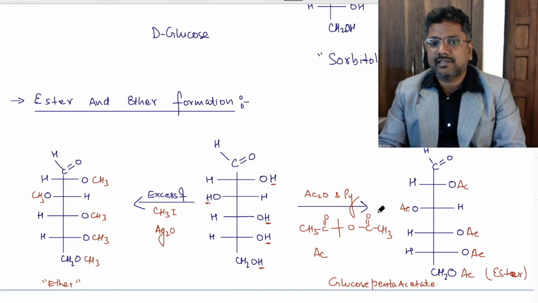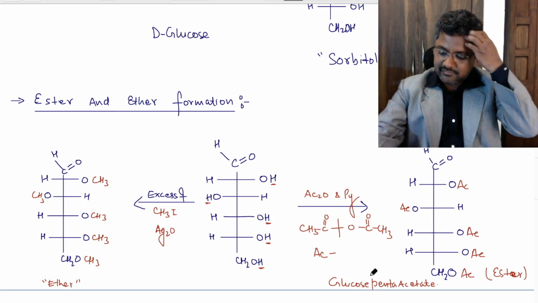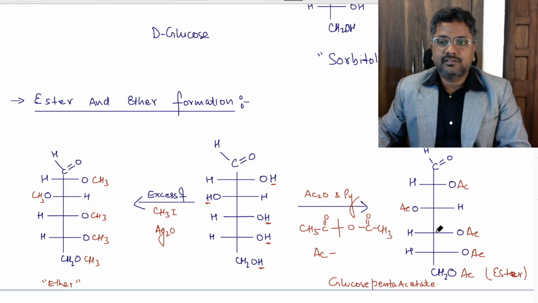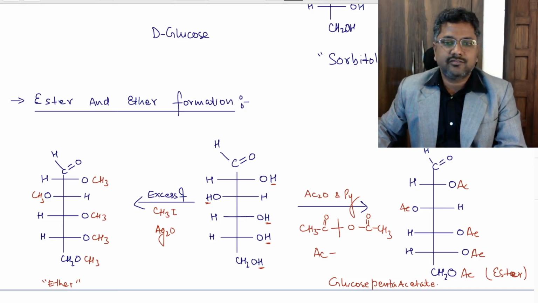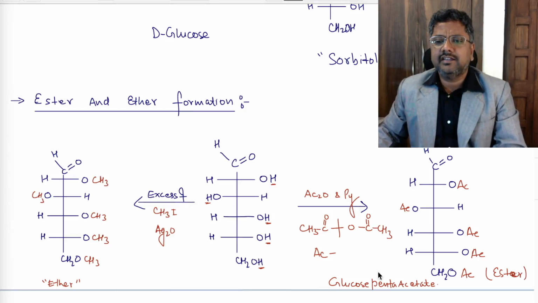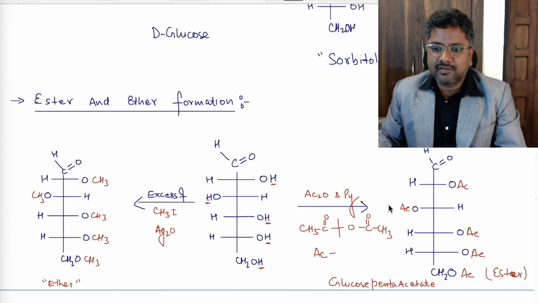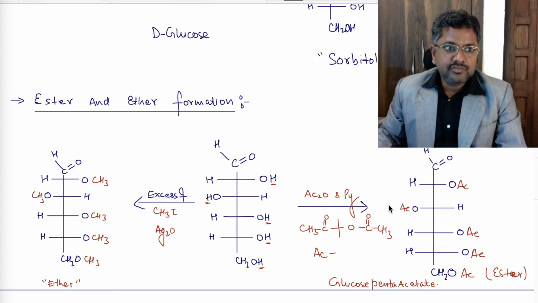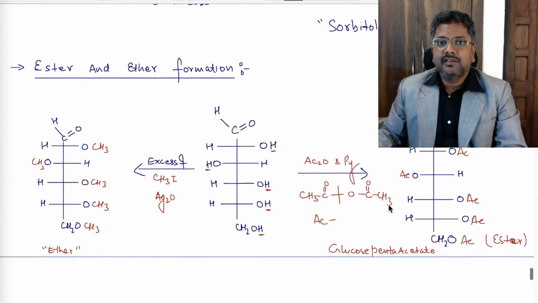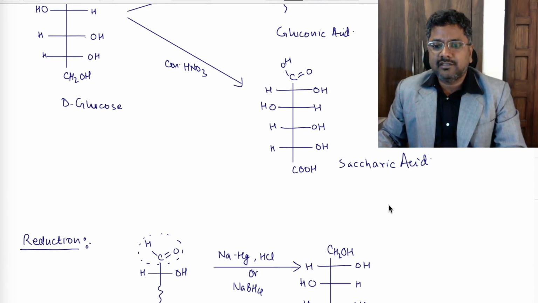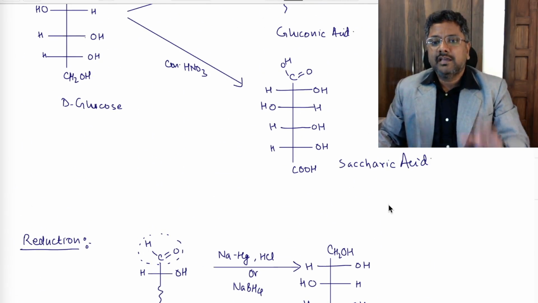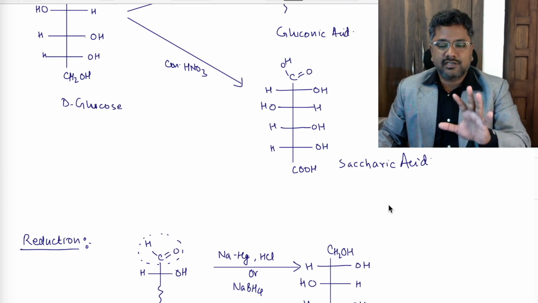And if you take excess of Ac2O in pyridine, then you will get pentaacetate, right? So this is the reaction of glucose, the formation of ester pentaacetate as well as this ether, right? So in this way you can prepare glucose pentaacetate, and this reaction you can use for the quantitative estimation of number of OH groups present in any molecule, not only in carbohydrate but for any other molecule, right? So all these reactions, what I have shown here, are shown by acyclic structure, means open chain structure, as well as cyclic structure.